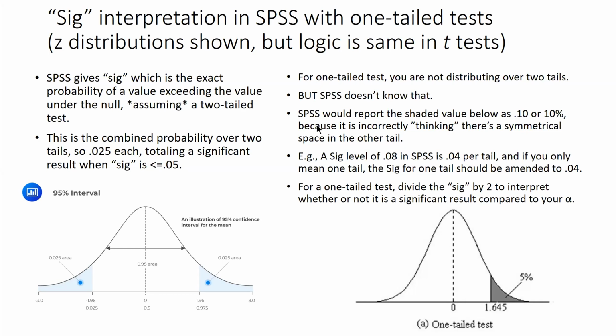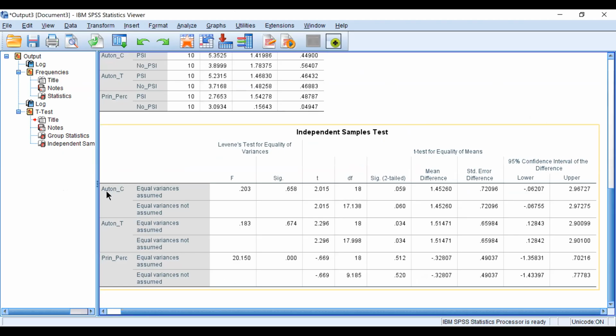So back to the data. What we see here for the autonomy curricular is that we have a two-tailed SIG of 0.059, but for the one-tailed test, which is that the PSI teachers have higher curricular autonomy than the non-PSI teachers, what we should interpret that as is 0.0295.